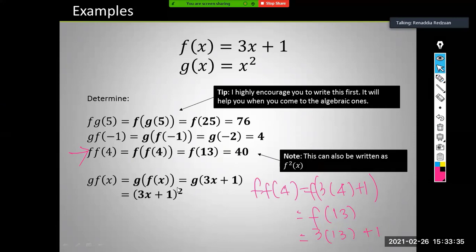Okay, for gfx here, apply function f, 3x plus 1. Then this value will be the x for function g. So this x is replaced with 3x plus 1 and then square.